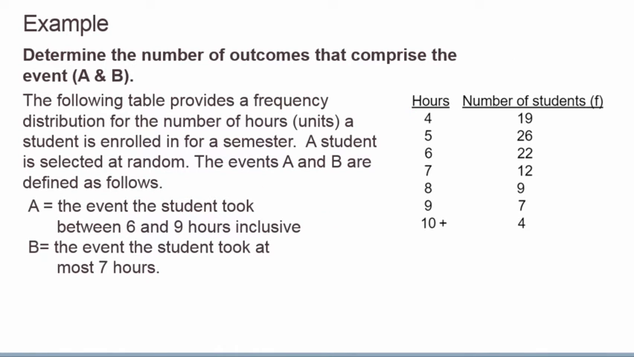Example. Determine the number of outcomes that comprise the event A and B. The following table provides a frequency distribution for the number of hours, units, a student is enrolled in for a semester. A student is selected at random. The events A and B are defined as follows. A, the event the student took between 6 and 9 hours inclusive. B, the event the student took at most 7 hours.